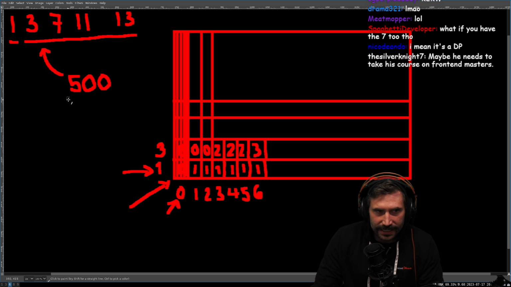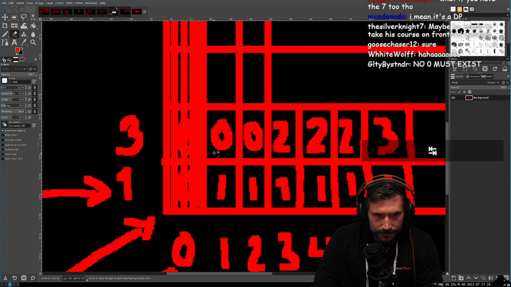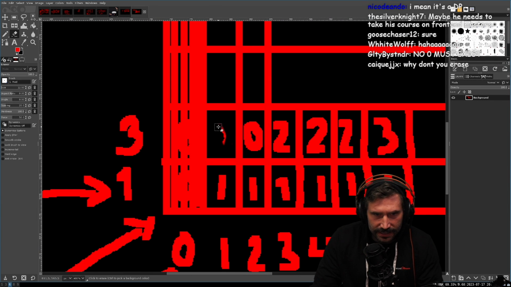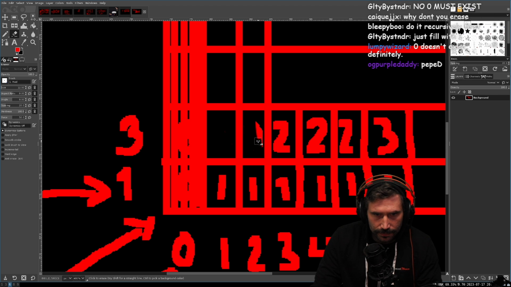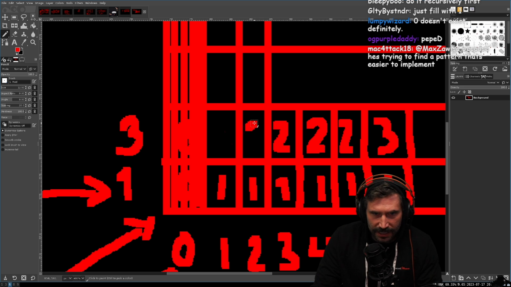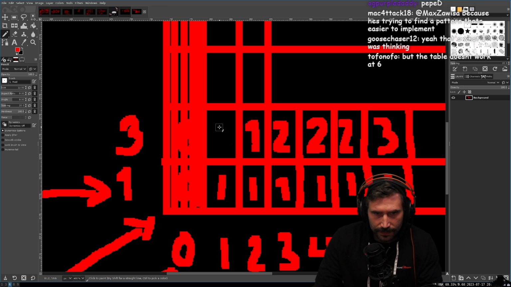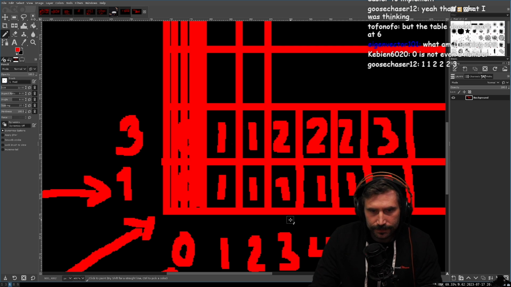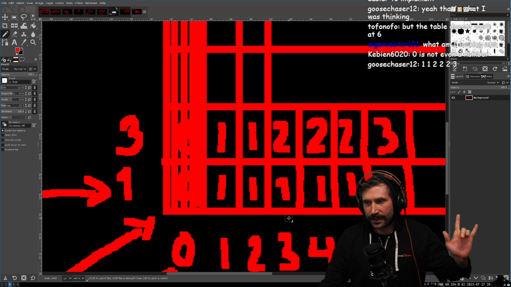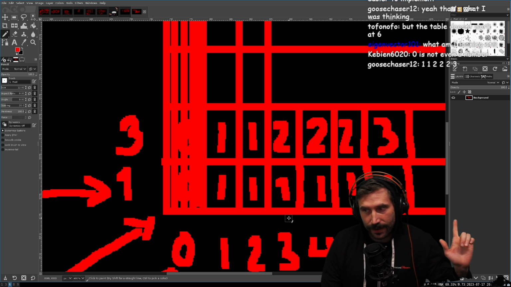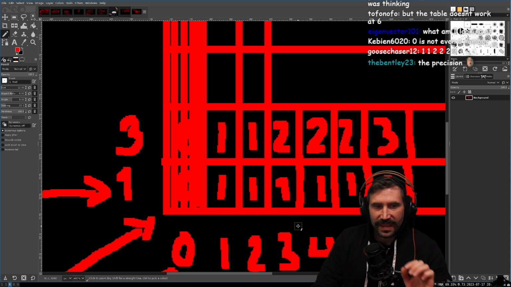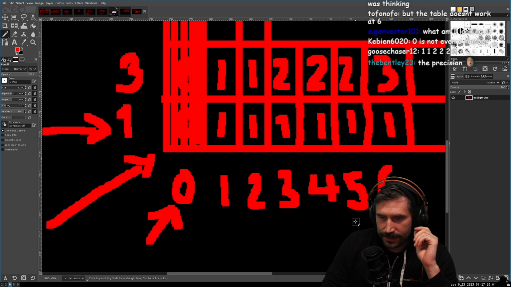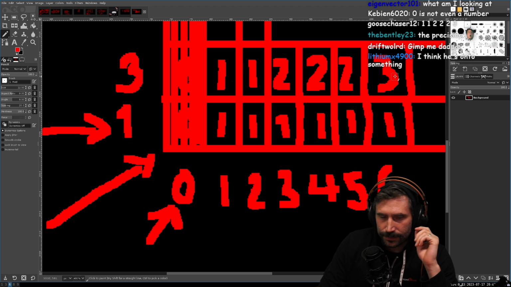And then the next thing that I think is actually misleading us is these zeros. I think they should be 1s. So let's think about this for a second, okay? So let's give the change of 6. How would we derive this answer?